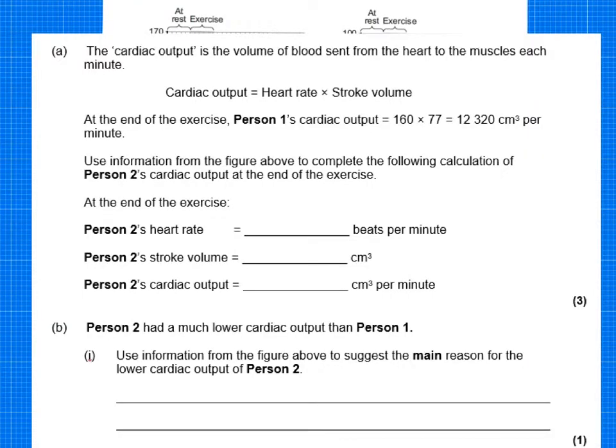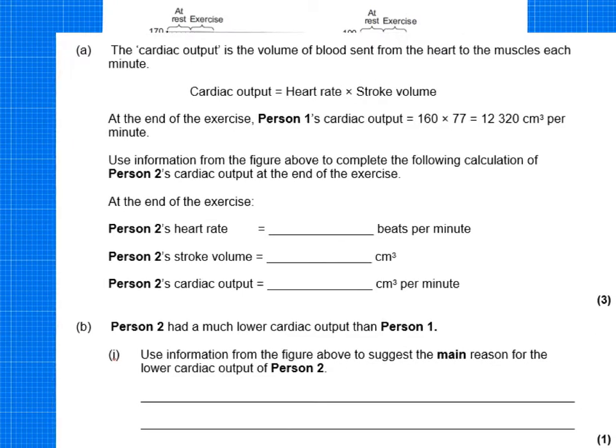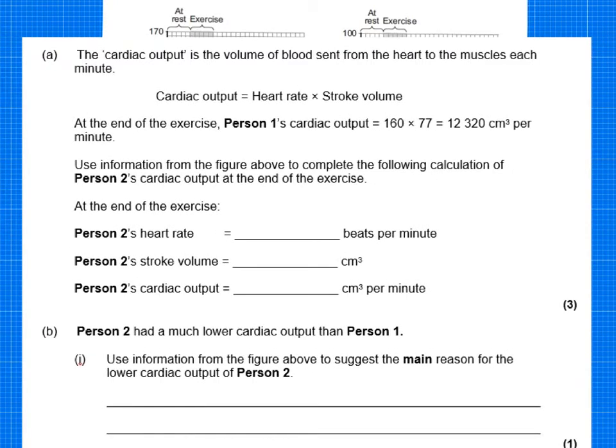So here's the question. Now the question is giving you lots of information again. It tells you what cardiac output is. So cardiac output is the heart rate times the stroke volume. And it tells you person 1's cardiac output is 12,320 centimeters cubed per minute. So they're giving you that information. That shows you how to work it out, but if you can't work it out, I'm going to show you now.